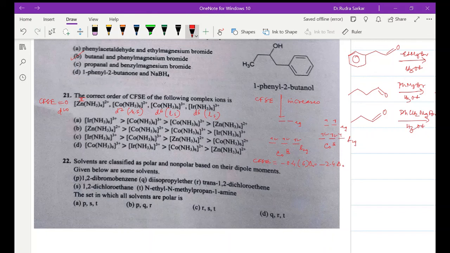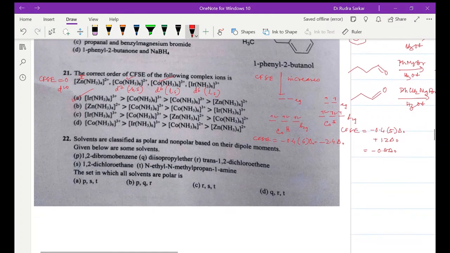And for the cobalt 2+, CFSE will be minus 0.4 into 5 delta O plus 1.2 delta O, and that is going to be 0.8 delta O. So from these facts we will say this one, the cobalt 3+ hexaammine complex, will be greater than the cobalt 2+ hexaammine complex, and so we will say option A has to be the correct option over here.